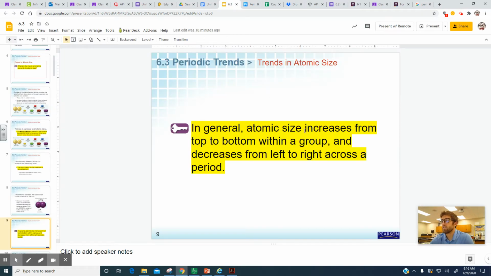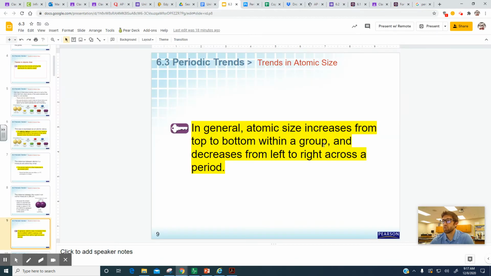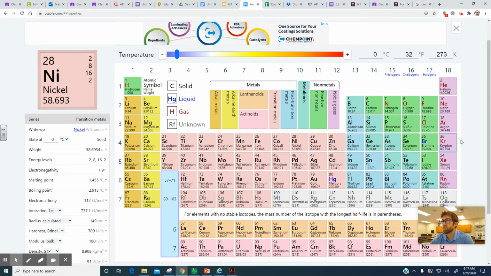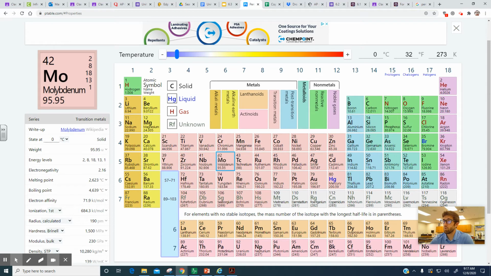So atomic size increases from top to bottom. What that means is as you go from here down to here, and you stay in the same group, the atomic radius increases. You need to know that. You need to know as you go down, atomic radius increases. And as you go left to right, it decreases. So you can see that. It decreases from left to right across a period. Periods run left to right. Make sure that you have that down. It's a very important trend to understand, and we'll talk about why in just a moment.